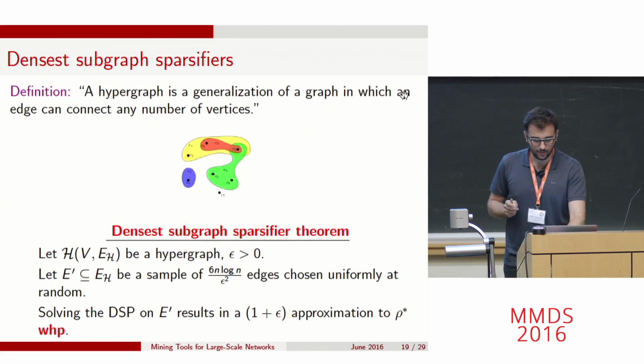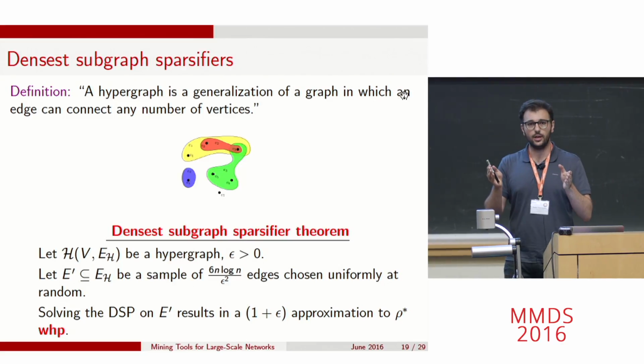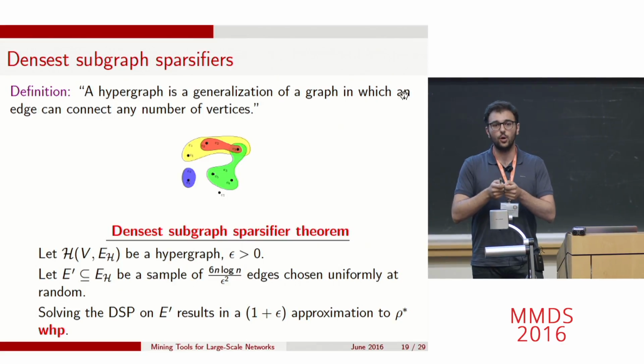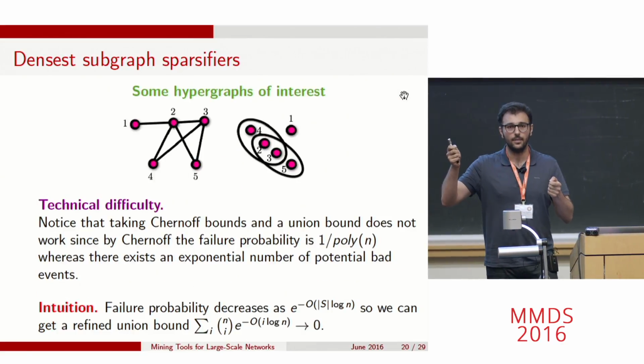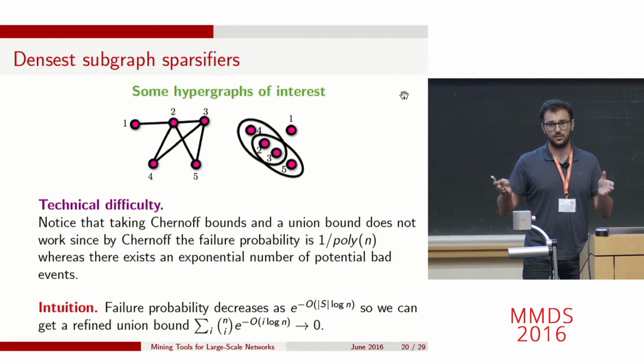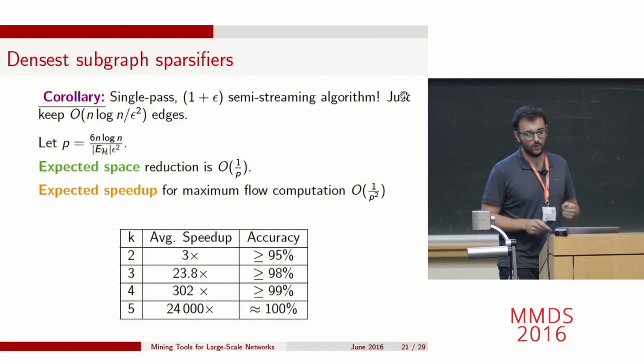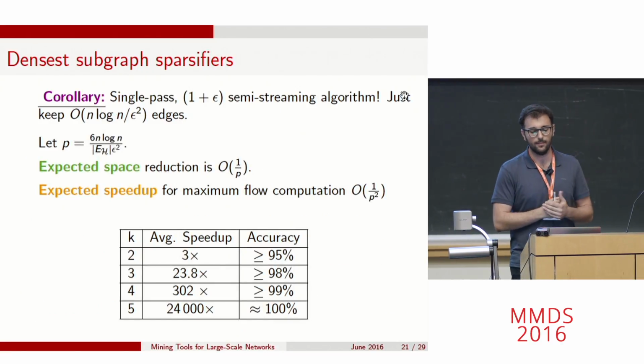The important thing to remember is that, as I said, for the k-clique densest subgraph problem, in theory, the number of k-cliques can grow as n to the k. So what this theorem says is that you can downsample the number of k-cliques that you have to n log n over epsilon squared and still get a really good approximation to the densest subgraph problem.